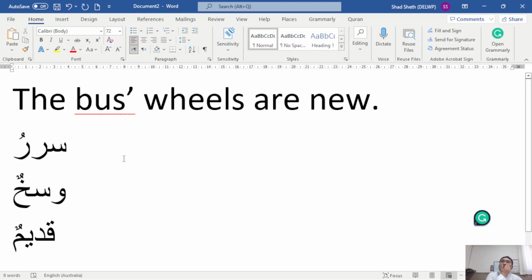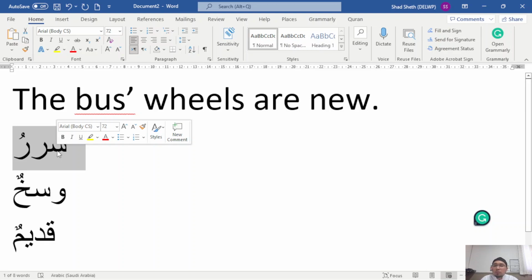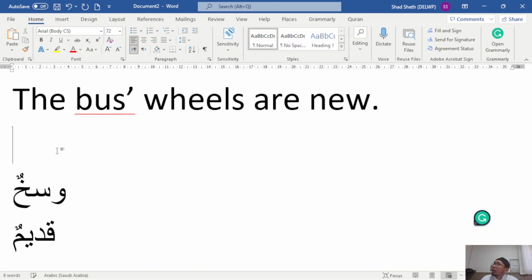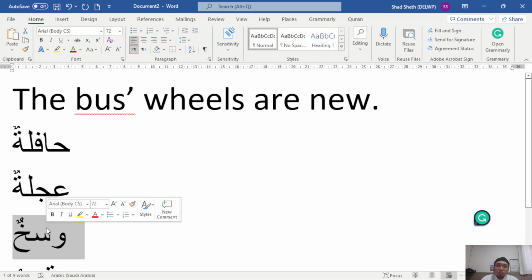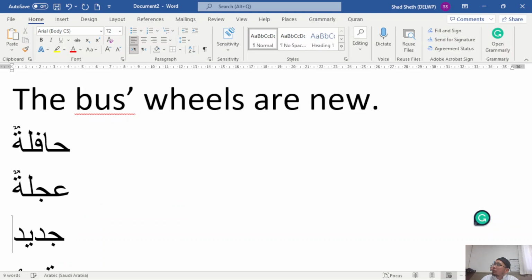Okay, the bus wheels are new. I don't know whether you guys know wheels. We haven't gone through wheels yet. What was the bus again? Hafilatun, that's bus. Ajalatun, wheels. New is jadidun, right? Jadidun. Okay. So the bus wheels are new.